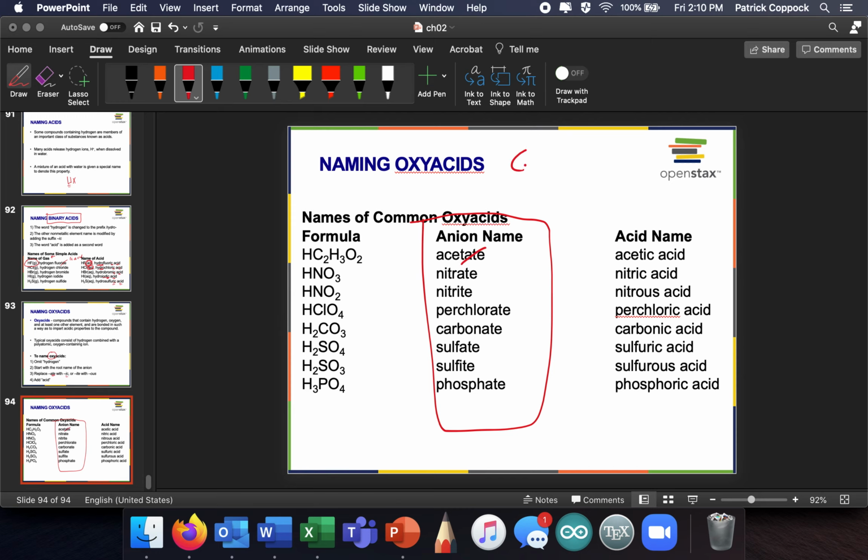So acetate, C2H3O2 minus, right? And if we put a hydrogen, an H plus, on the front there, then we call it, watch this, acetic acid. Okay? So we get rid of the H and we put ic acid. Let me go back now.